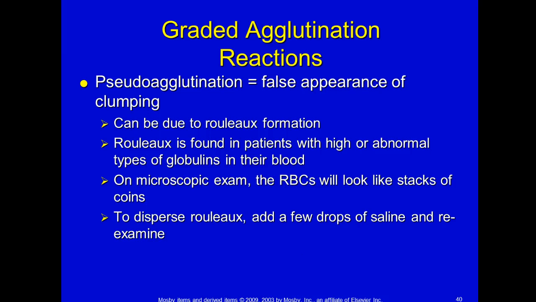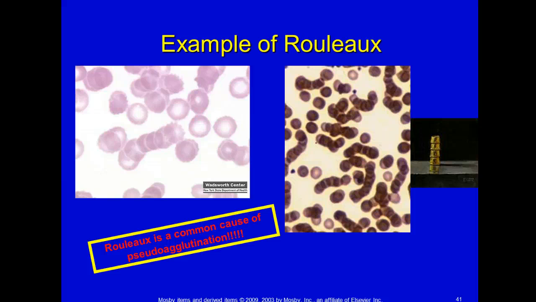Sometimes we can have some interference, something called rouleau. I don't know if you've learned about this in hematology yet. If you haven't, you will. It's the false appearance of clumping. It looks like stacked coins or Rolos. So rouleau sounds like Rolo. If you ever had the candy Rolos, they're all stacked together. So when you hear rouleau, think of stacked Rolos, and you'll be on the right track.